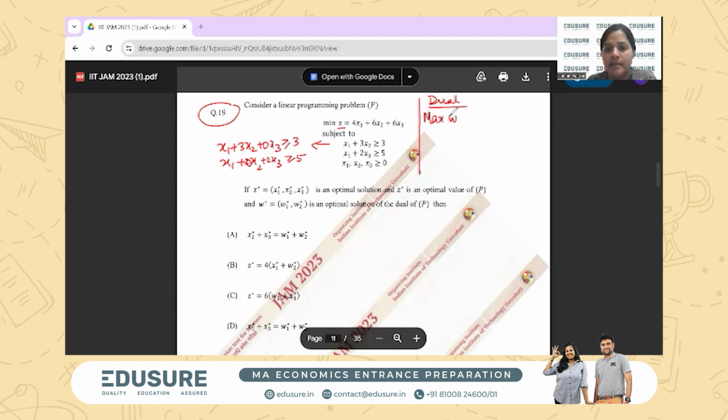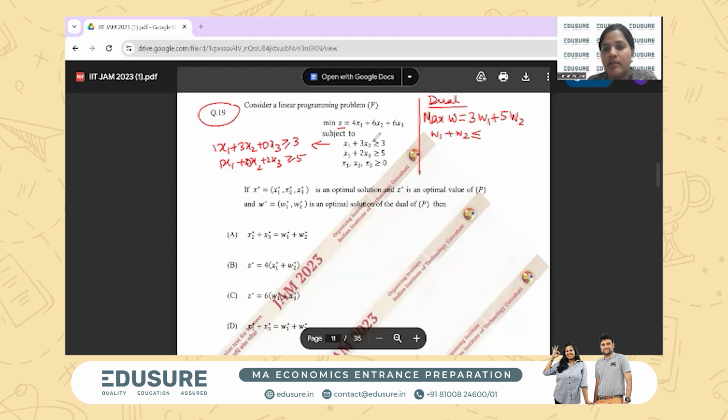We will be maximizing W. And these are the coefficients: 3W1 plus 5W2. W will depend on two variables. Now let's try to find out the constraints. My constraint will be 1W1 plus 1W2 less than or equal to, because I have greater than or equal to in the primal.